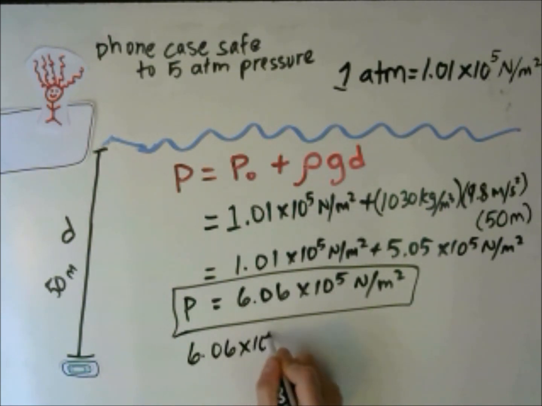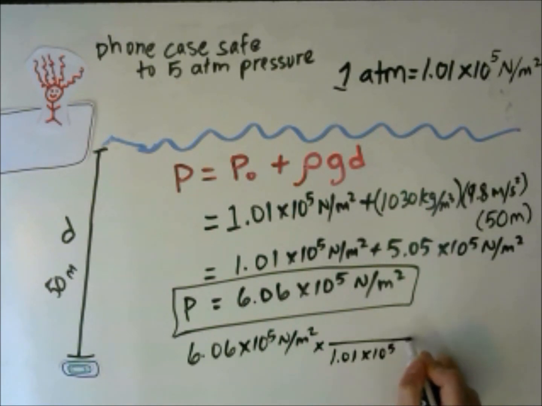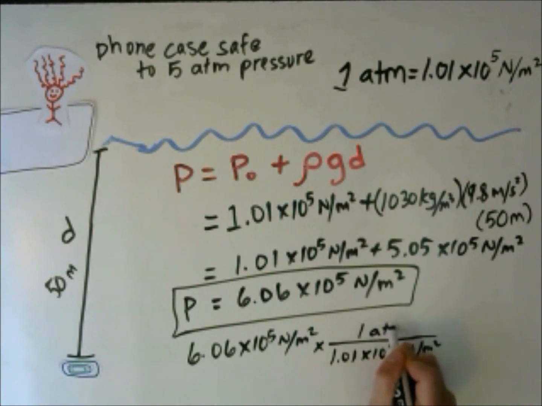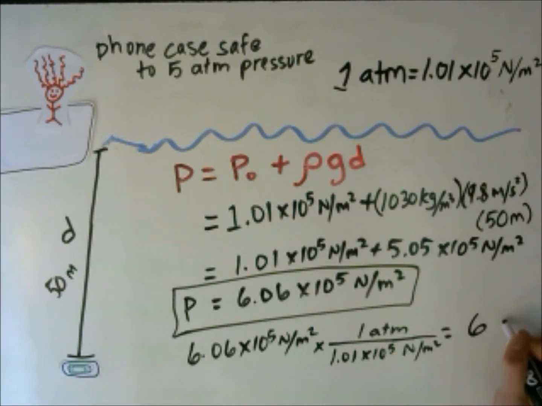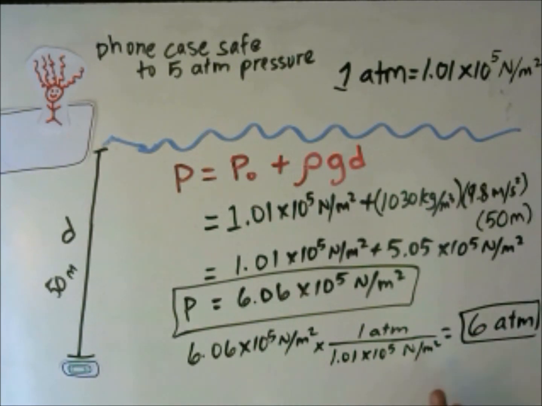6.06 times 10 to the 5th newtons per meter squared, divided by 1.01 times 10 to the 5th. This is the conversion from newtons per meter squared to atmospheres. And we get a pressure of 6 atmospheres. So her phone has gone to a pressure of 6 atmospheres. The case will not survive, unfortunately. The good thing is she did buy accident insurance, so she can get it replaced.